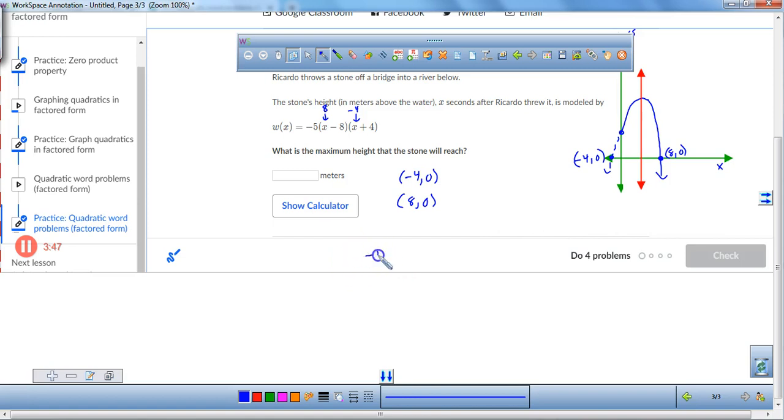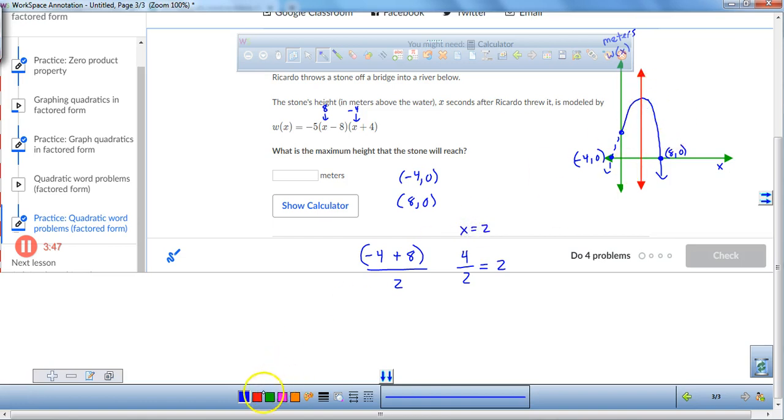If we have negative 4 as one of our zeros, and we have 8 as the other zero, we add them together. Negative 4 plus 8. You all know that's 4. 4 divided by 2 is 2. So what does that mean? That means we have an axis of symmetry at x equals 2.